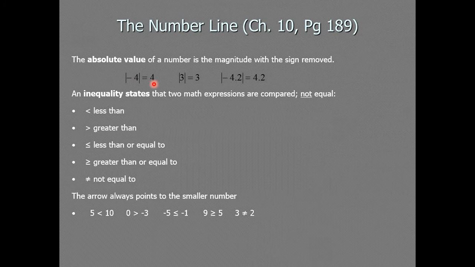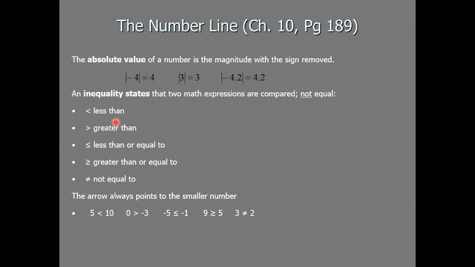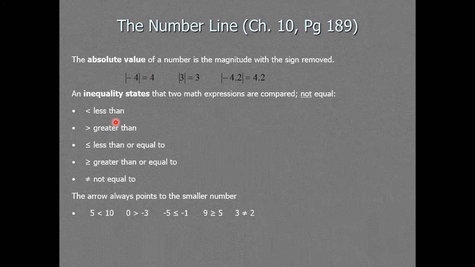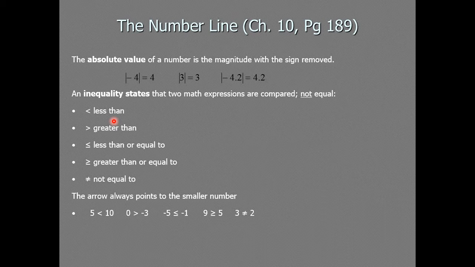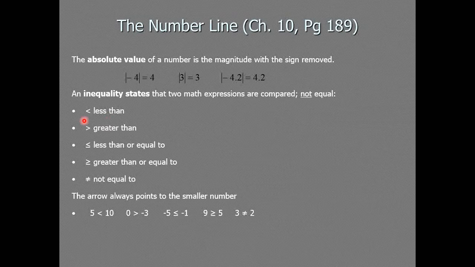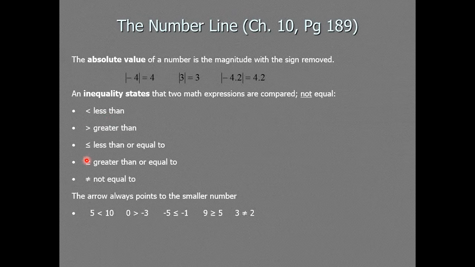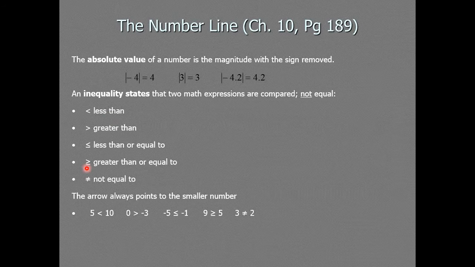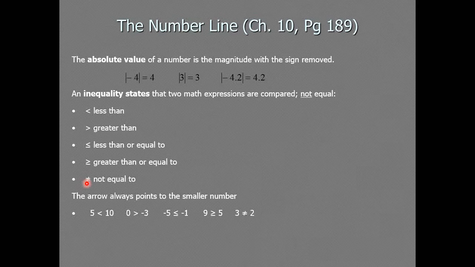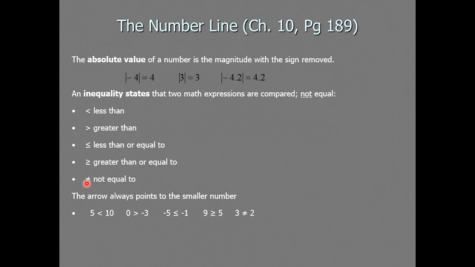There are many other operators which can compare two different numbers. Some of those are called inequality signs. For example, this one is called less than, greater than, less than or equal, greater than or equal. Now remember, when we say greater than or equal, that means it can be equal or it can be greater, the first one, right? When you say less than or equal, that means the first one can be less than or equal to the second one.